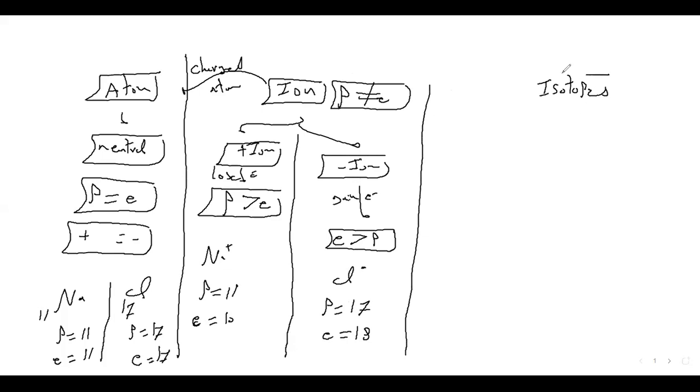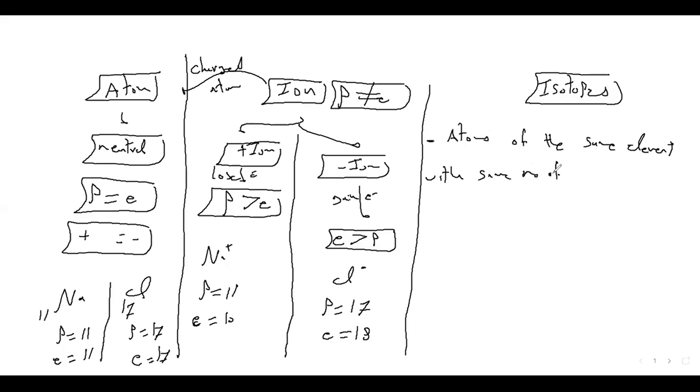After that, isotopes: atoms of the same element with the same number of protons and different number of neutrons, or same atomic number and different mass number. And you find that protons equal protons, electrons equal electrons, but neutrons not equal to neutrons.